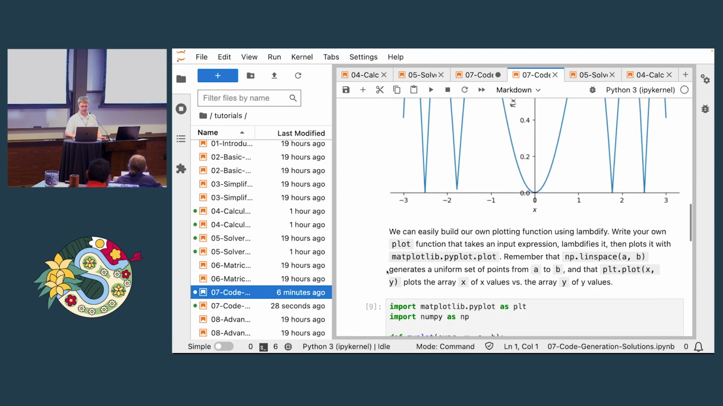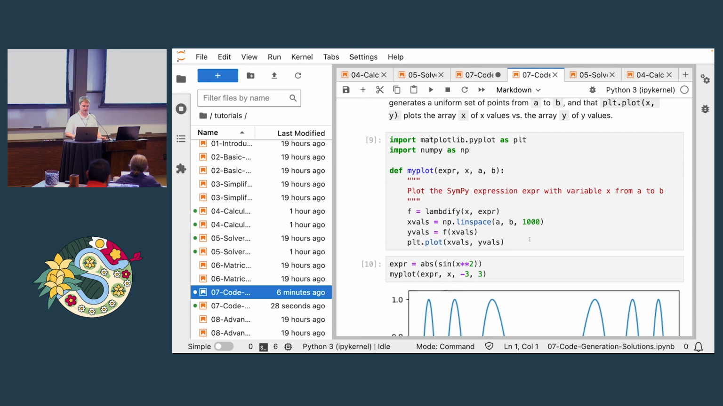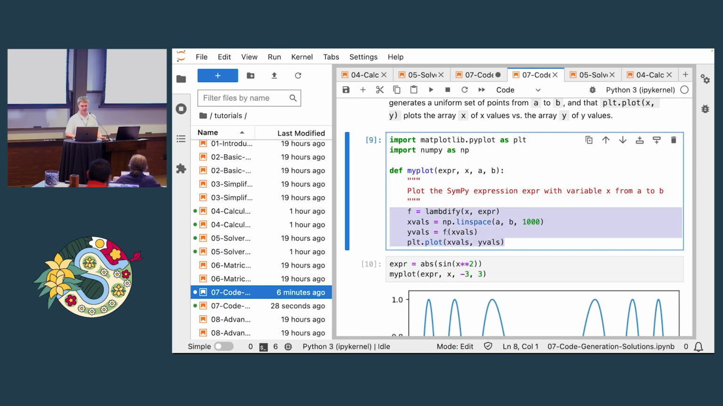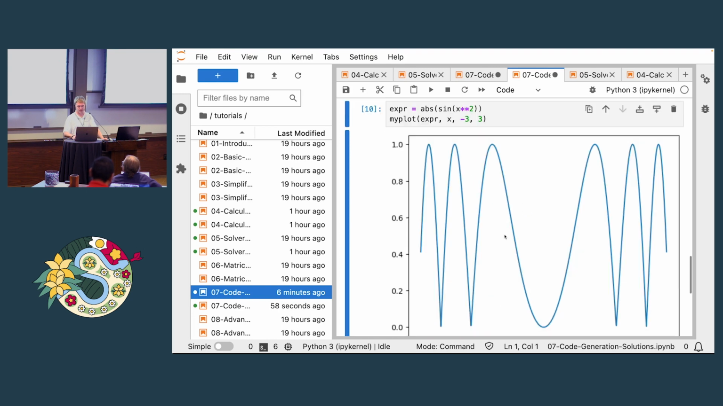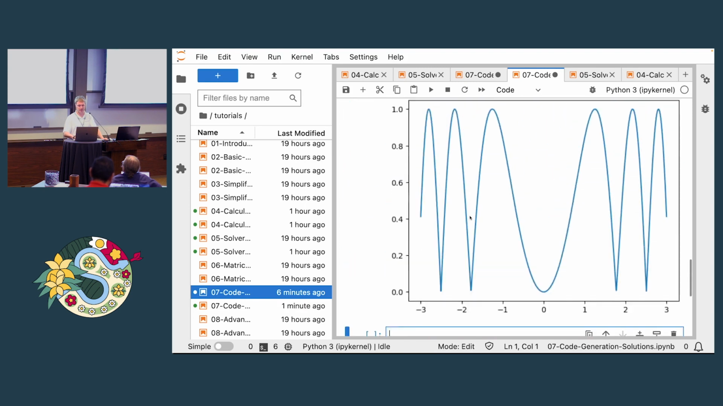So yeah, here's the solution. Well, okay, I guess it's 4 lines of code. You convert the expression to a function, create an array of x values. Here I used 1,000 points, you can use whatever number you like. Evaluate that array on your function to get the y values, and then call the matplotlib plot function on those x values and y values.